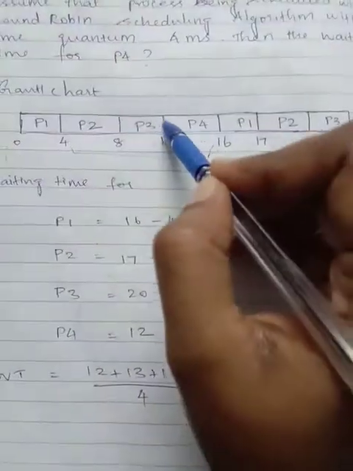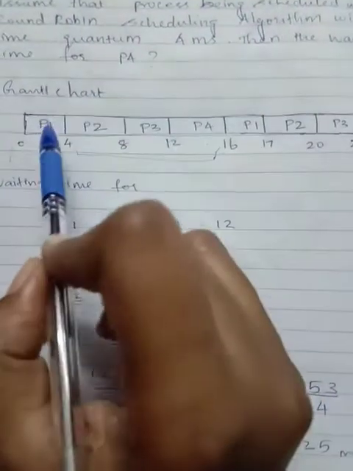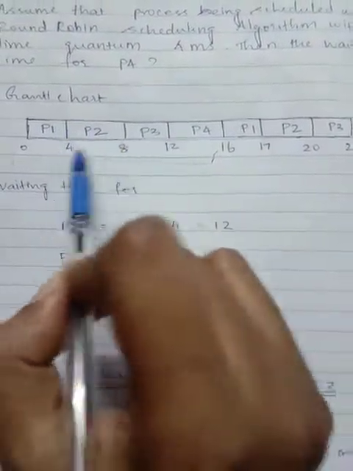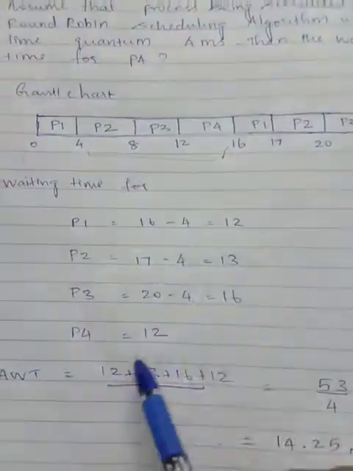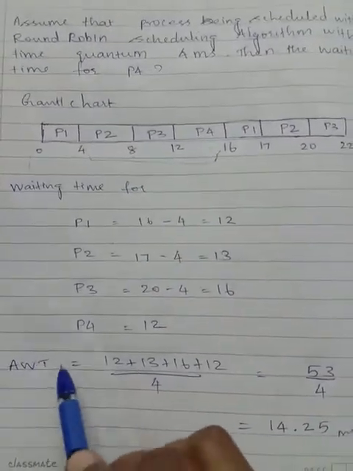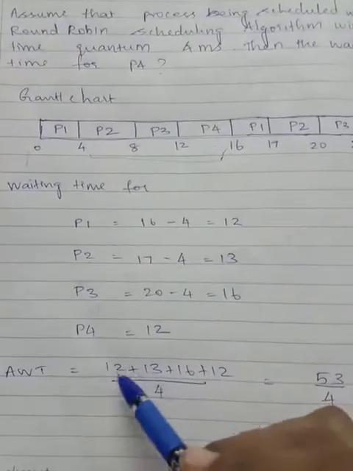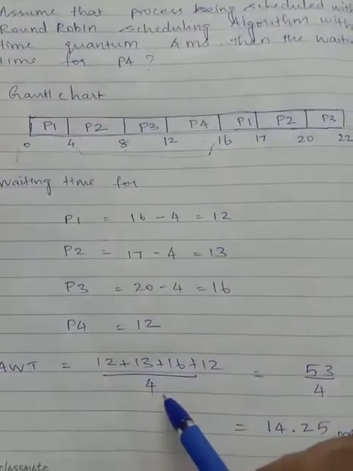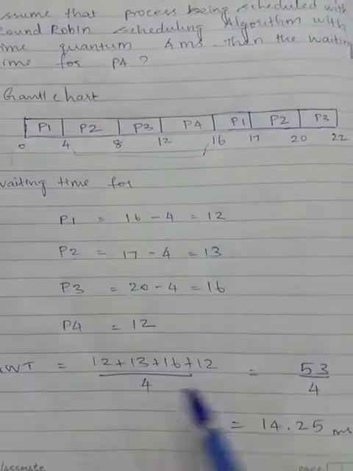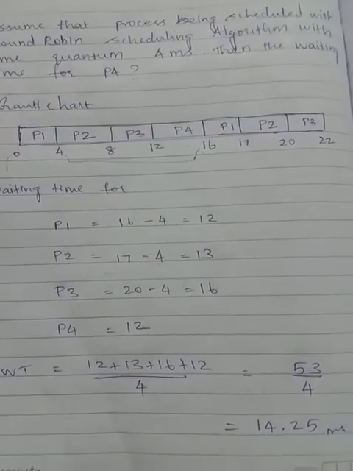P4 is 12. At the 12th minute only P4 enters, so all of this will be considered as waiting time for P4, which is 12 minutes. They can also ask what is the average waiting time for these processes. At that time you have to calculate P1 plus P2 plus P3 plus P4 divided by the number of processes, 4, that is equal to 53 by 4, which is 14.25 milliseconds.